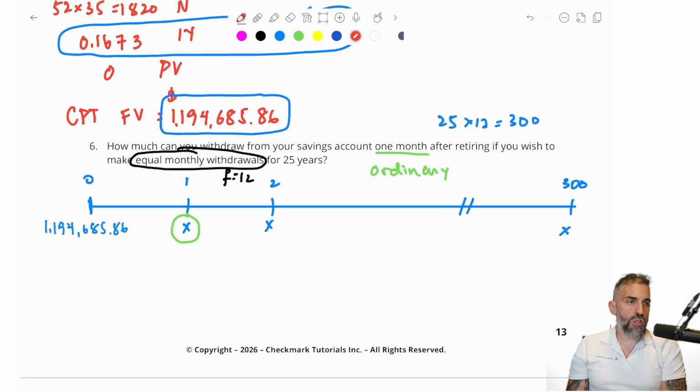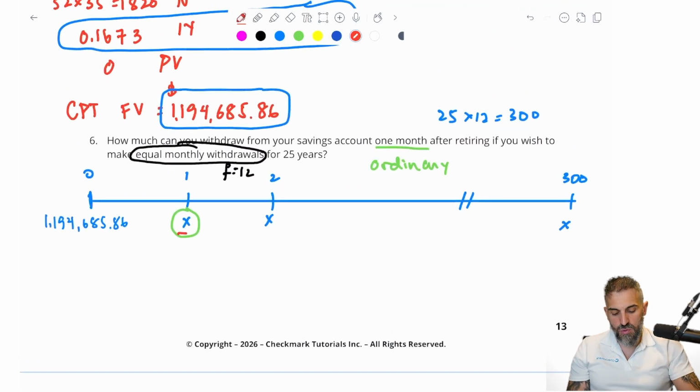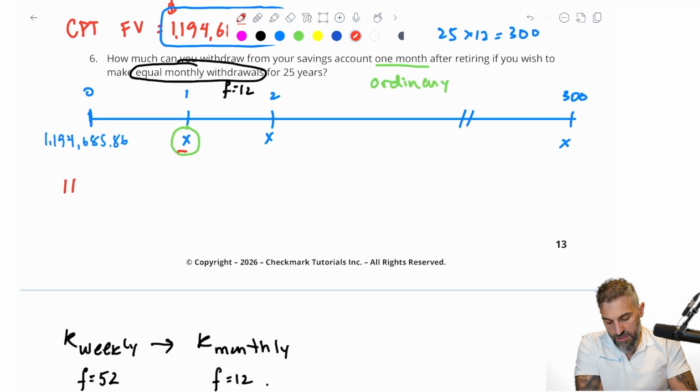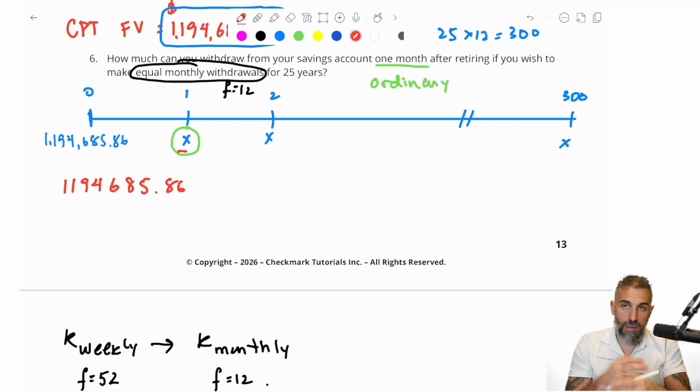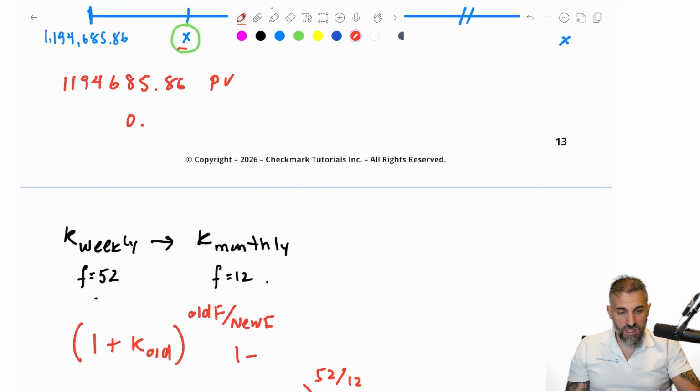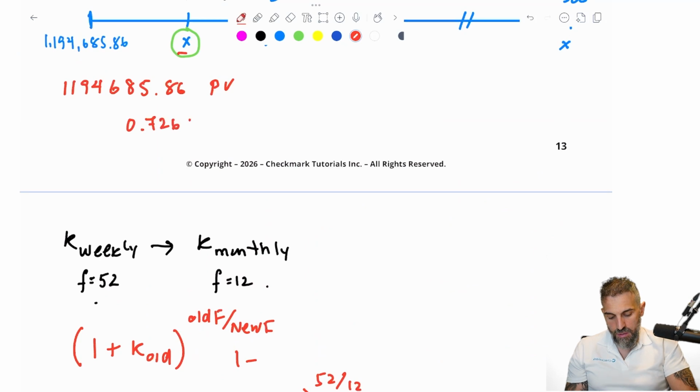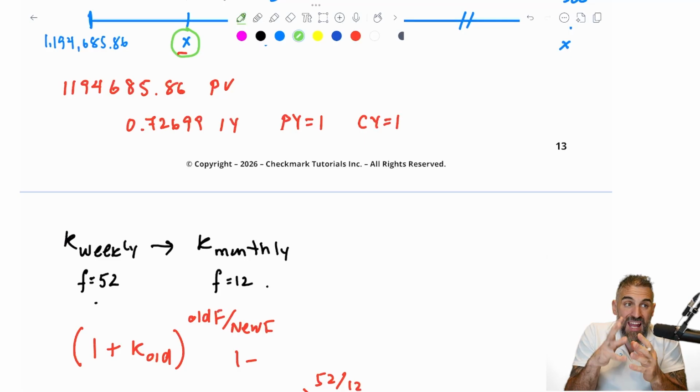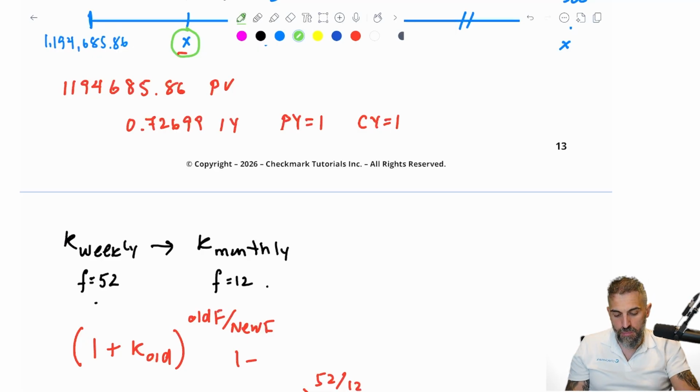Great. And then you're solving for the payment, right? They say, like, what is your withdrawal? So I would set this present value. So always take the amount you have at the retirement, that becomes your PV. The IY is the rate we just found, 0.72699. That's the IY. And again, my PY is going to be 1 and my CY is going to be 1. Again, because I'm entering my effective rate as the IY. And so in that case, you don't use PY and CY, right? The thing I just told you.